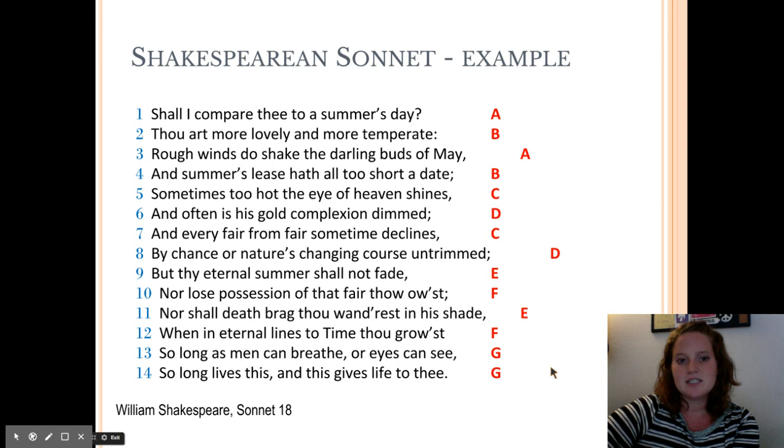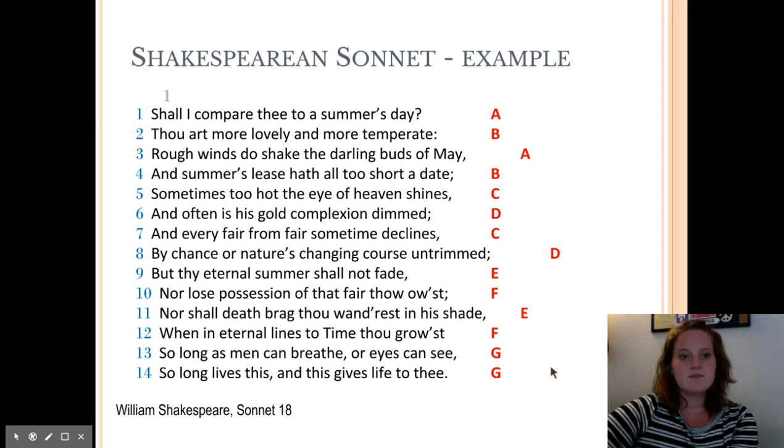Shall I compare thee to a summer's day? Thou art more lovely and more temperate. Rough winds do shake the darling buds of May, and summer's lease hath all too short a date. Sometimes too hot the eye of heaven shines, and often is his gold complexion dim. And every fair from fair sometimes declines, by chance or nature's changing course untrimmed. But thy eternal summer shall not fade, nor lose possession of that fair thou owest, nor shall death brag thou wanderest in his shade, when in eternal lines to time thou growest. So long as men can breathe or eyes can see, so long lives this, and this gives life to thee.